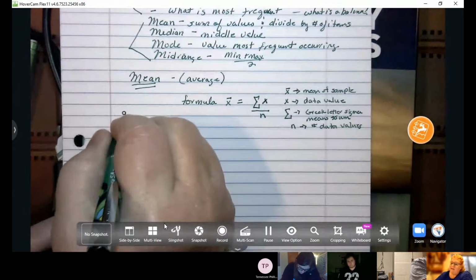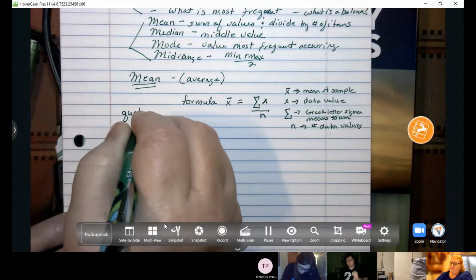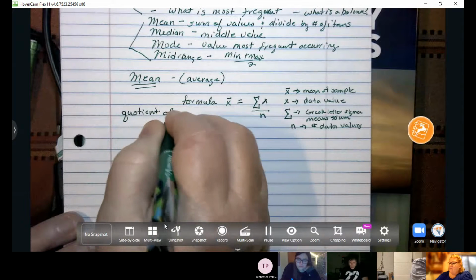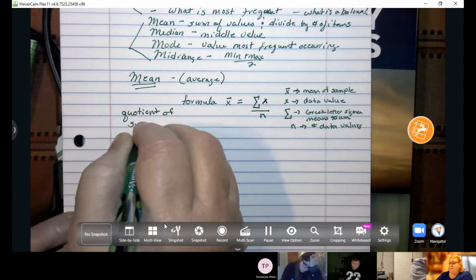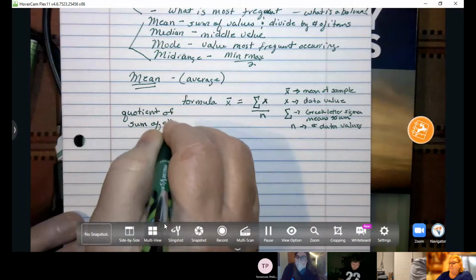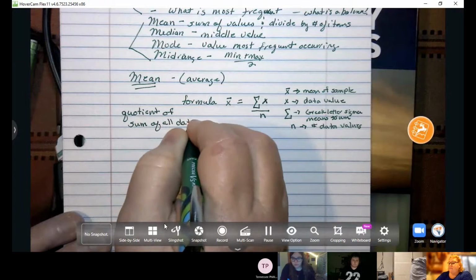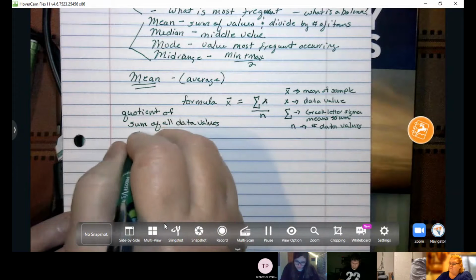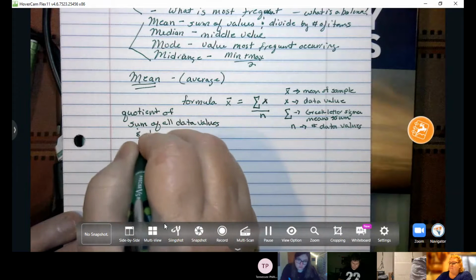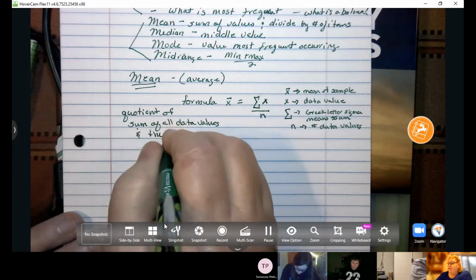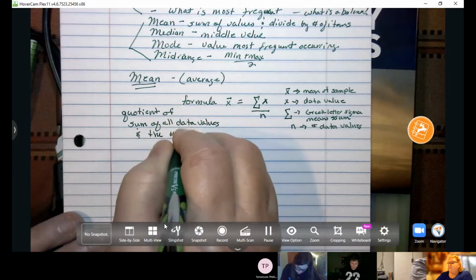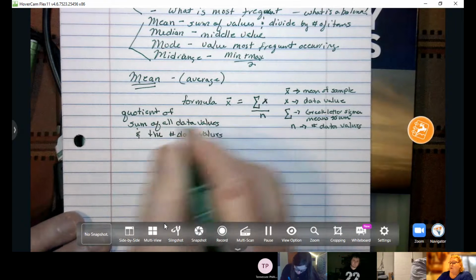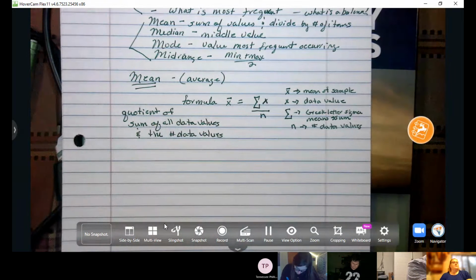So the mean is a quotient of the sum of all data values and the number of data values. Quotient means you're going to do division.